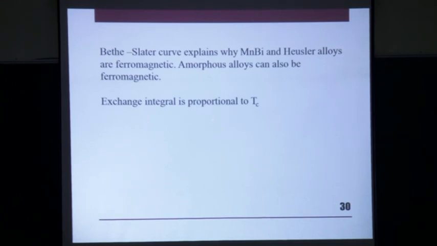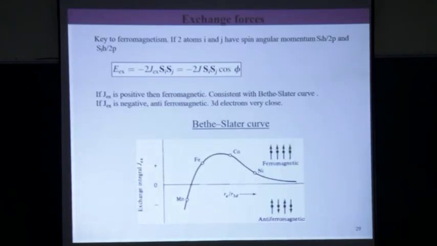So that explains why the Bethe-Slater curve explains why manganese bismuth is ferromagnetic. For example, manganese is antiferromagnetic, but by adding bismuth you can shift this value to somewhere here, so you can make it ferromagnetic. You see how useful that is. So this concept is very powerful to change the magnetic properties. You can change the exchange integral by alloying, basically.